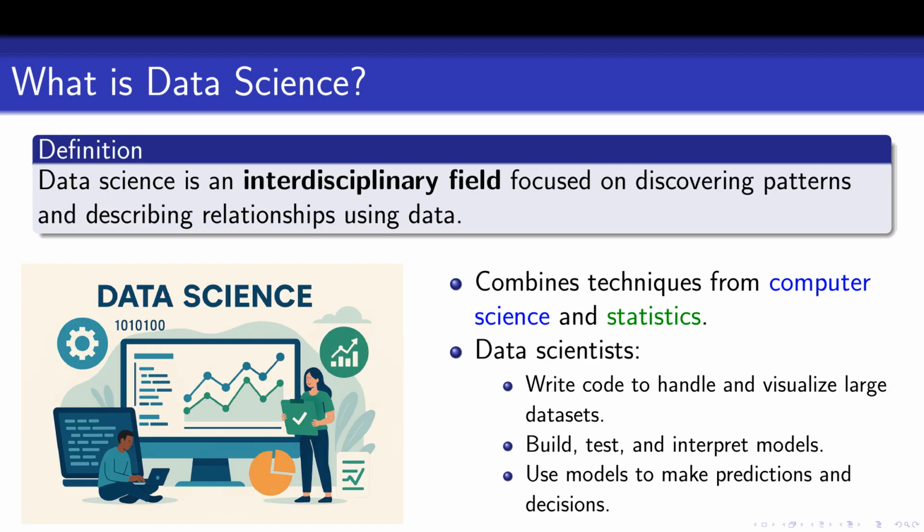So what exactly is data science? At its core, data science is an interdisciplinary field that combines elements of computer science and statistics to uncover patterns and relationships in data. The key word here is interdisciplinary. Data science pulls from multiple domains to solve complex problems. Data scientists write code to manage and visualize large datasets, build and evaluate predictive models, and make informed decisions based on their findings. This makes them both technical and analytical professionals.